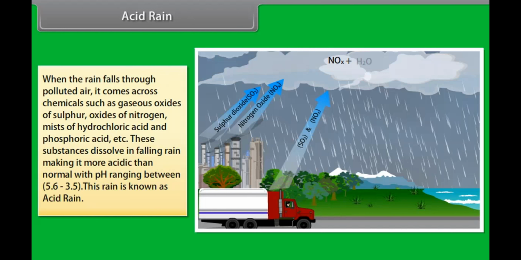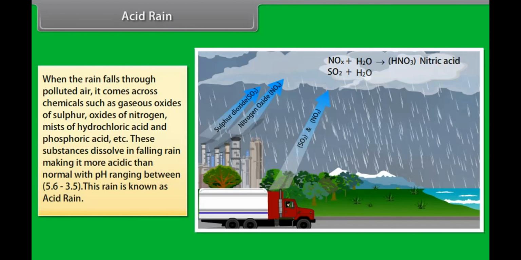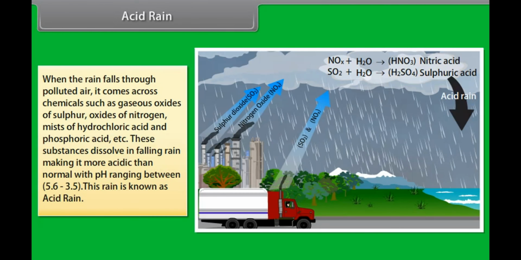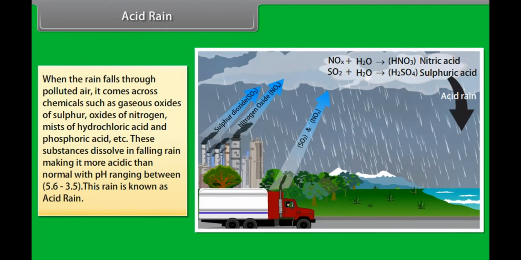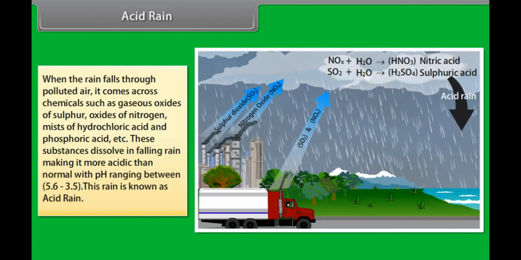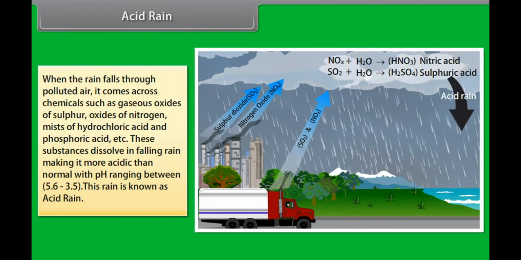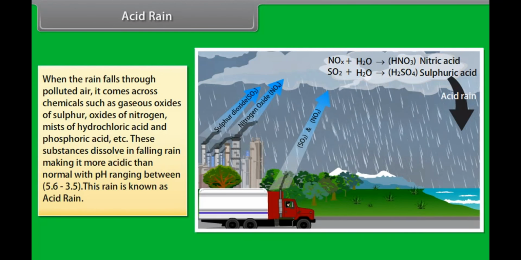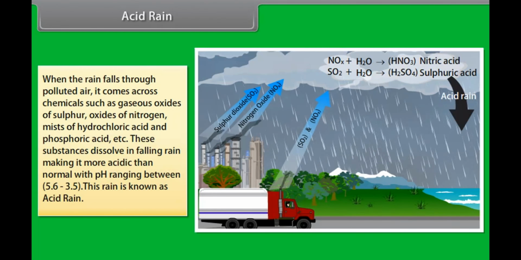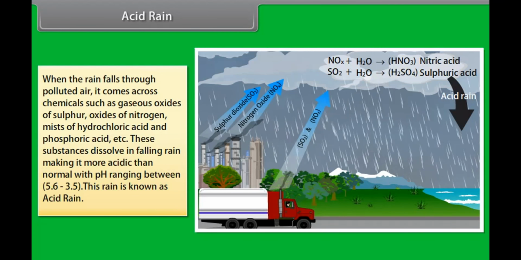When the rain falls through polluted air, it comes across chemicals such as gaseous oxides of sulfur, oxides of nitrogen, mists of hydrochloric acid and phosphoric acid, etc. These substances dissolve in falling rain, making it more acidic than normal, with a pH ranging between 5.6 and 3.5. This rain is known as acid rain.